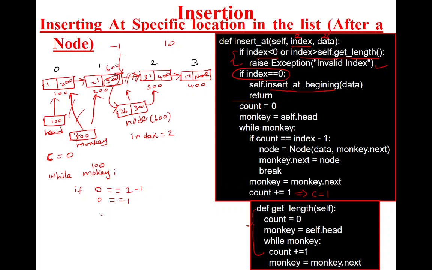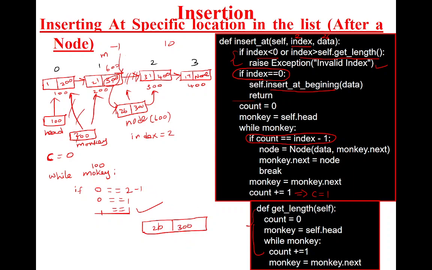Again it will come and check 1 equal to 1. Yeah, this condition is true. The meaning is that we have reached this position. Monkey is now at this position. Here only I want to insert. So now I am creating the new node with the data 26. And what is the next value? Monkey.next. What is the monkey.next? Initially it is 300. So it will get the 300.